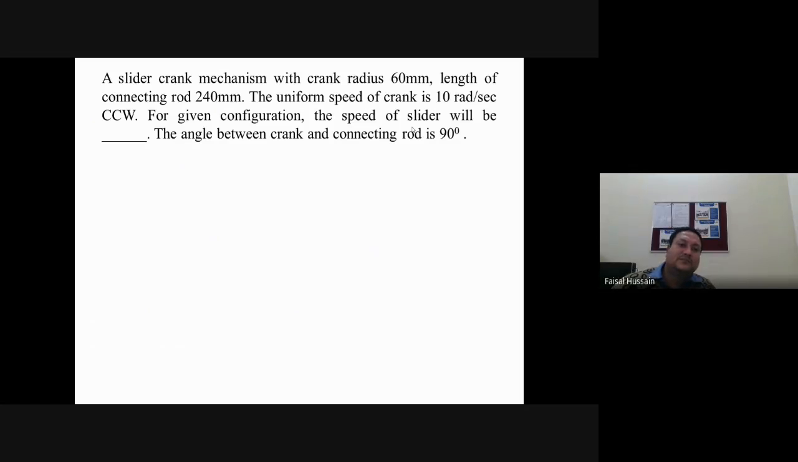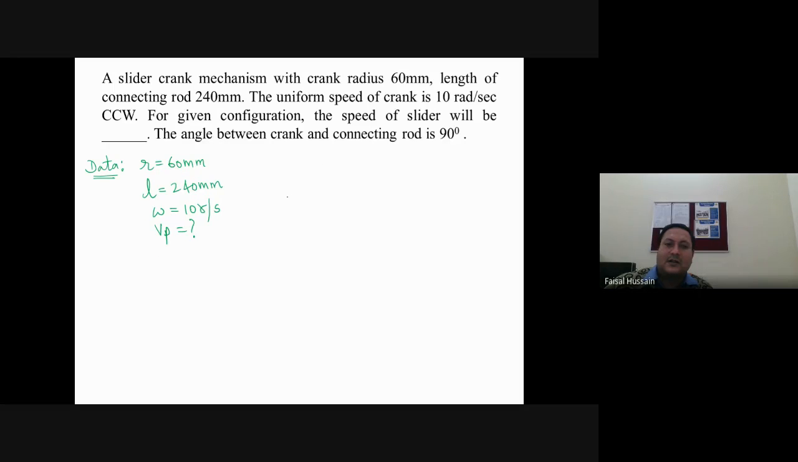For example, this is the question. A slider crank mechanism with crank radius 60 mm. So radius of crank is 60 mm. Length of connecting rod is 240 mm. Uniform speed omega is 10 radian per second. We have to determine the speed of the slider, velocity of the slider piston. And the angle between crank and connecting rod is 90 degree.